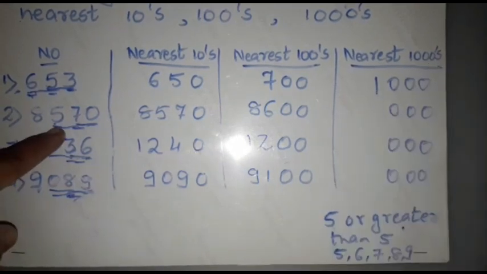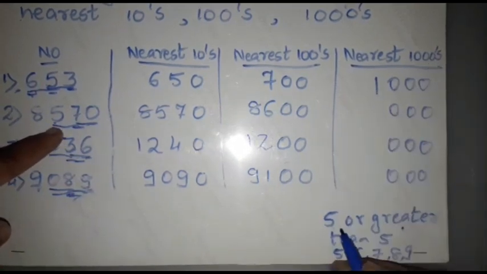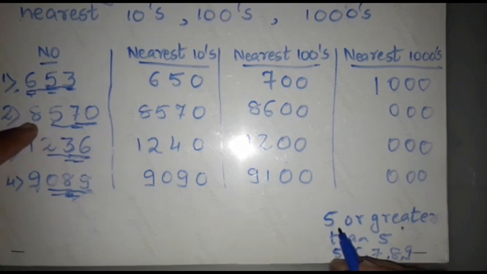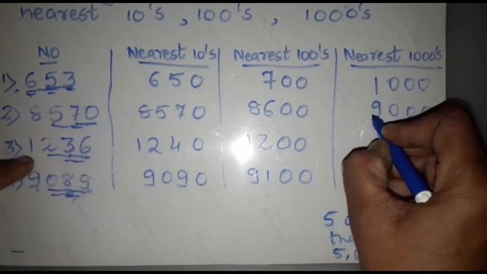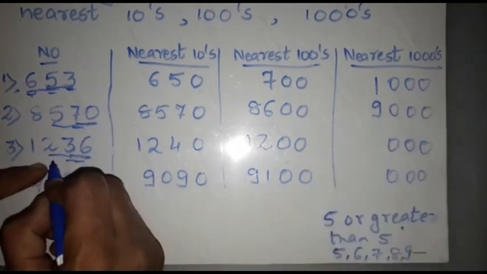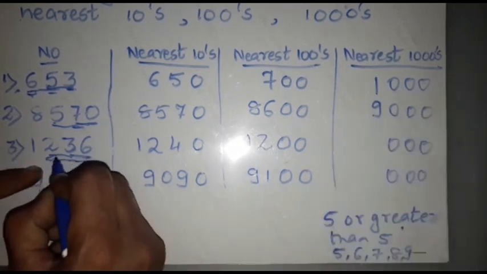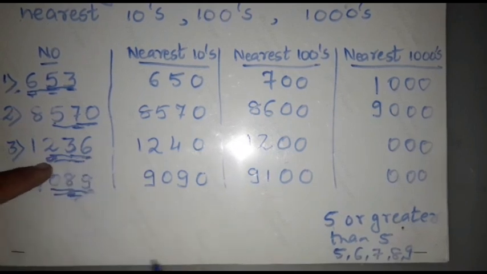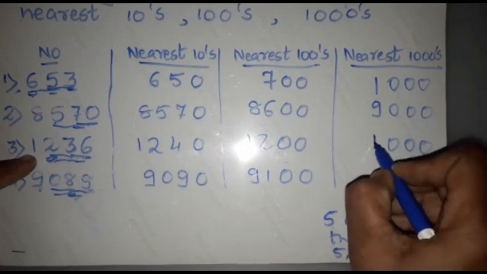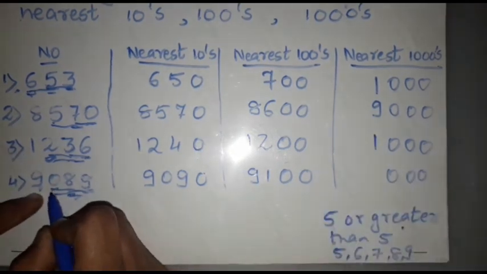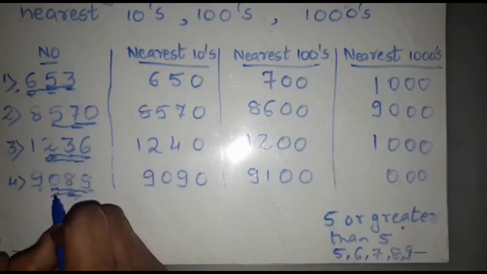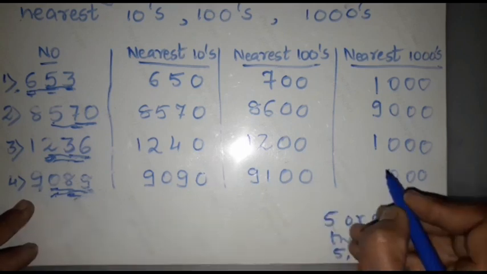Here 5 is at the higher place. The condition is satisfied. So previous is 8, so 8 plus 1 will be 9. In 236, 2 is at the higher place and it's not greater than or equal to 5, so 1 remains as it is. In 9089 the digit at the higher place is 0, so it's not greater than or equal to 5, so 9 remains as it is.